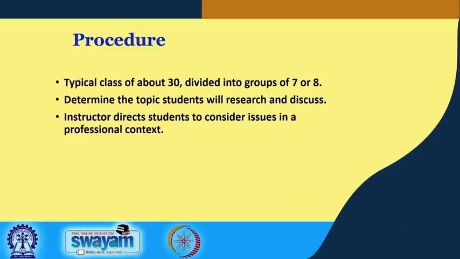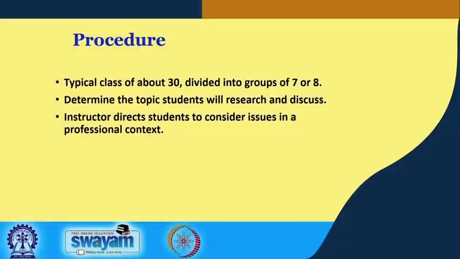Now, what's the procedure? Let's say we have a typical class of 30. The MHRM program at IIT Kharagpur has an intake of 30, but somehow we have been managing with 15 to 20 students. We have 15 in this MHRM batch of 2018 to 2020. So typically we divide the students into groups of 10 or 8, and we have that optimal situation at hand today.